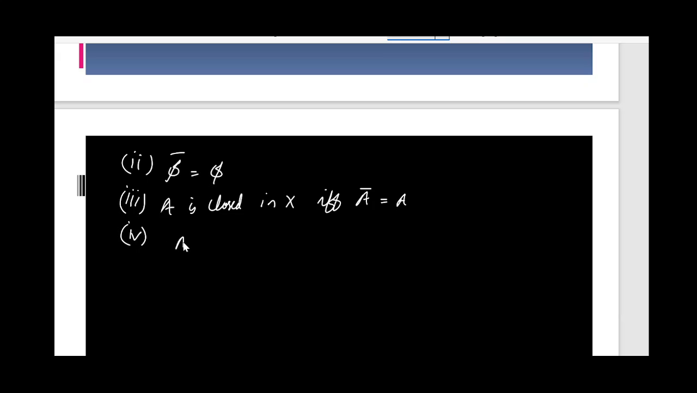Second result. Closure of empty set is empty set. Third one. A is closed in X if and only if A closure is equal to A. Fourth one. A closure closure is equal to A closure.